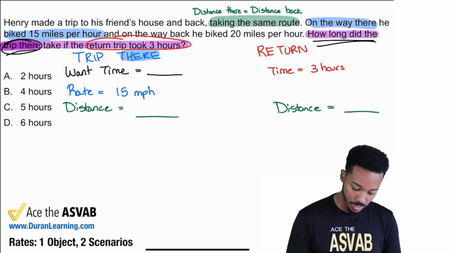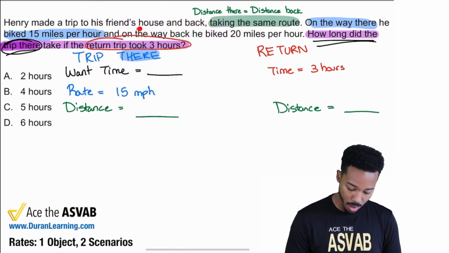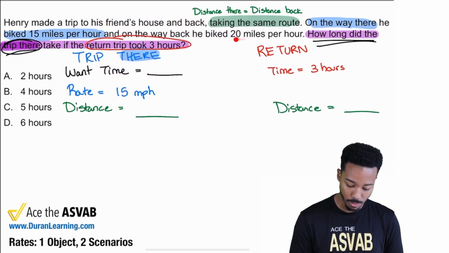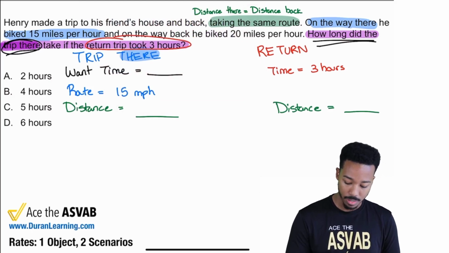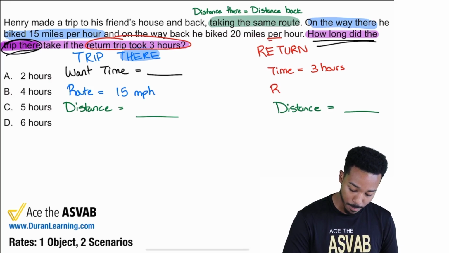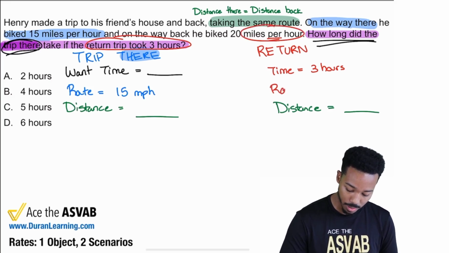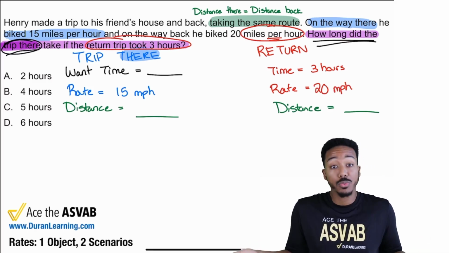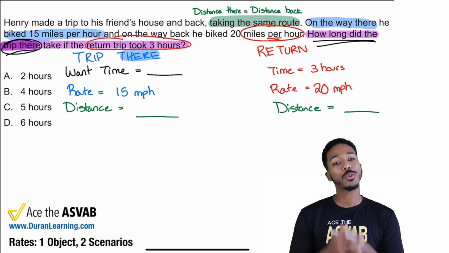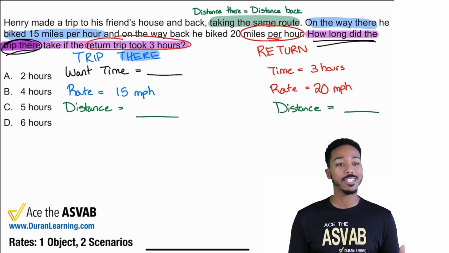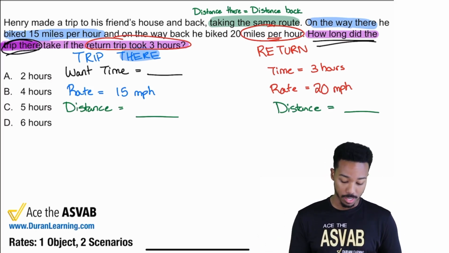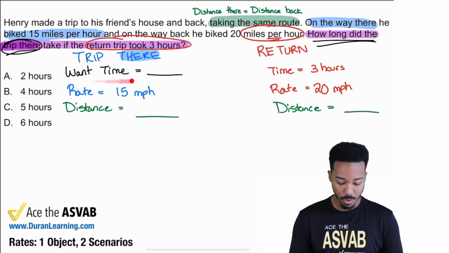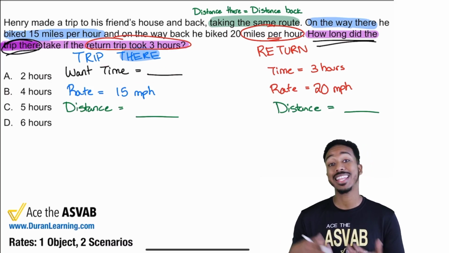And then we see here in red, on the way back, he biked 20 miles per hour. So the rate for the return trip, again, in miles per hour, is 20 miles per hour. And that's all the information we have. And what are we trying to find again? We're trying to find how long the trip there took. Again, right here, first thing we wrote, we want the time it took to get there.